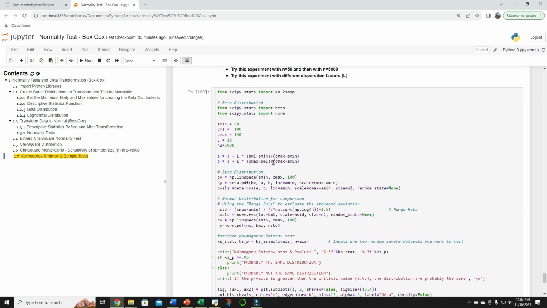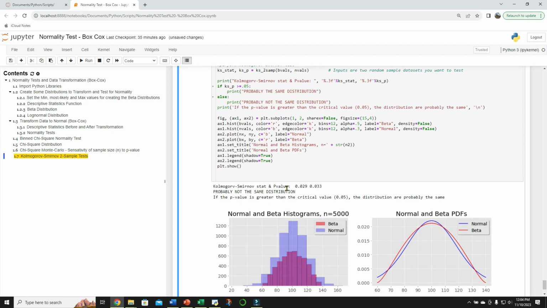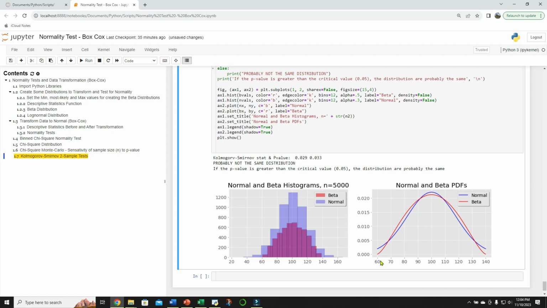Let's try a different lambda. So let's make this 3. So this is going to make it more like a triangle distribution. Return. They're probably not the same, but you can see that their standard deviation is roughly the same, similar, but the Kolmogorov-Smirnov test value says that they're not the same.